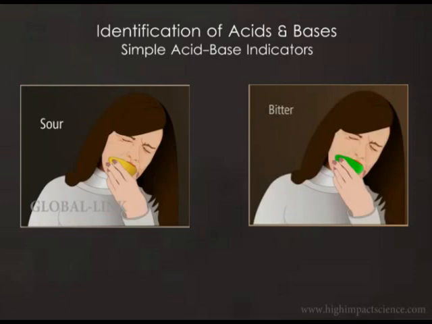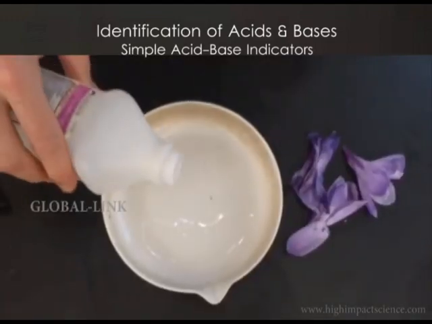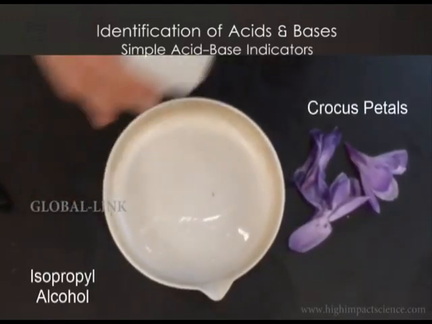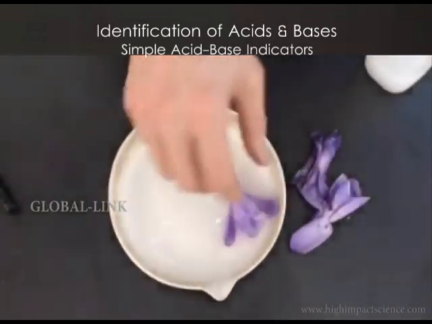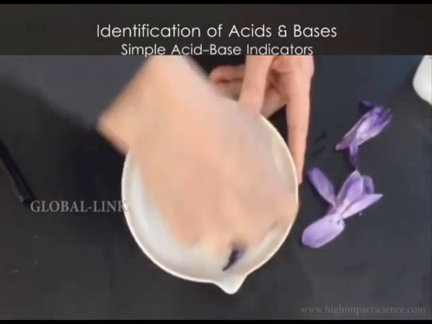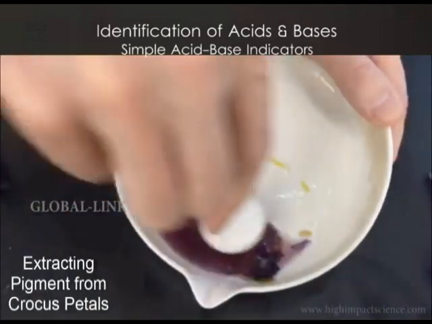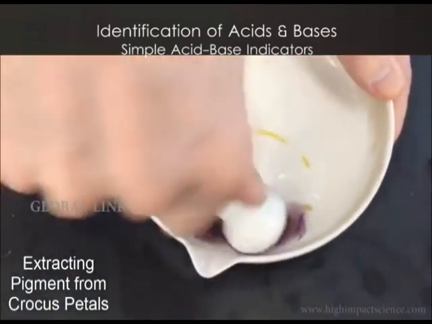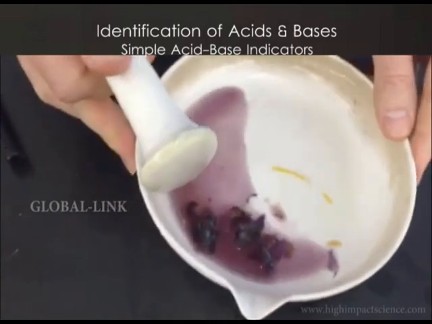We use indicators. A simple acid-base indicator can be made using extracts of flower petals. We add a small amount of isopropyl alcohol to a mortar, put some fresh petals and crush them using a pestle. We obtain an extract of the flower petals.